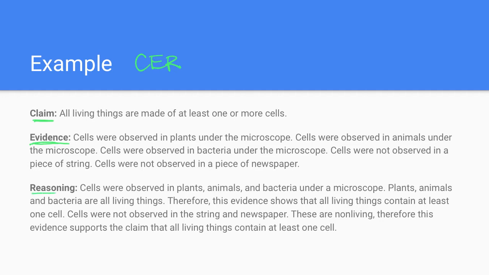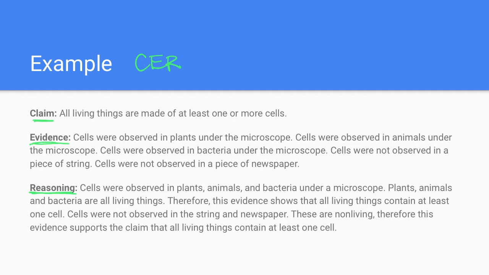Now in the reasoning is where they're going to connect the evidence back to the claim. Cells were observed in plants, animals, and bacteria under a microscope. Plants, animals, and bacteria are all living things. Therefore, this evidence shows that all living things contain at least one cell. Cells were not observed in string and newspaper. These are non-living things. Therefore, this evidence supports the claim that all living things contain at least one cell because they were not seen in non-living things.